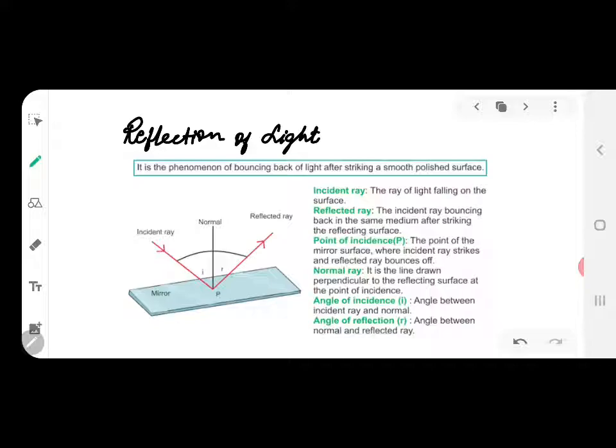Now, in the diagram, you can see that very easily the term reflection has been explained in a very simple way. You can consider an example of a ball that hits the surface of ground and bounces back. Similarly, light too bounces back on hitting a surface. So you can see the basic definition of reflection of light, that it is the phenomenon of bouncing back of light after striking a smooth polished surface.